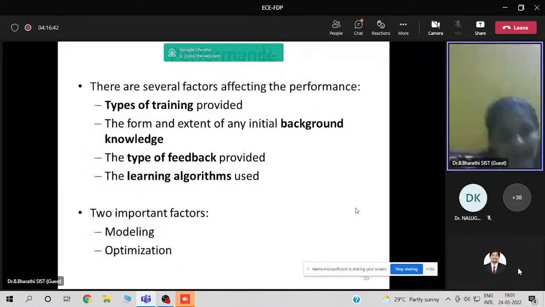So when I say training, when I say building models, the performance of the model is very, very important. There are only two important factors: what model you use, and whether the model is optimized, whether it is going to give you the best result. These two are based on the type of training you provide, the amount of data that you have collected for the training, the type of feedback system that you are going to use, and the algorithm that you use. So the performance of any machine learning model that you build is based on these four factors.